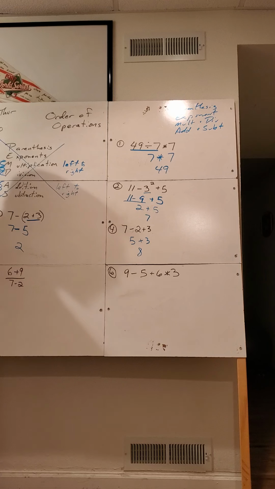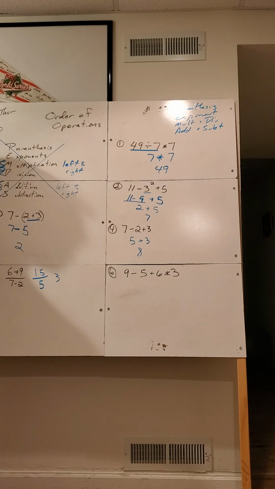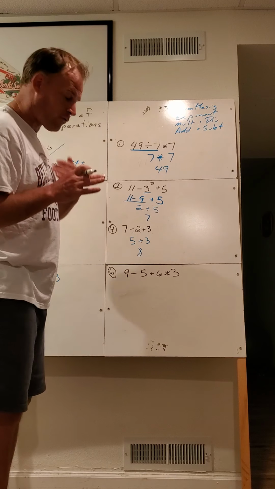Number 5. This division sign is like a grouping symbol. It tells me to do all the stuff on top together first, all the stuff on bottom together. Then I do the division. 15 divided by 5 is 3. Okay, so make sure you clean up your top and bottom completely before you divide.